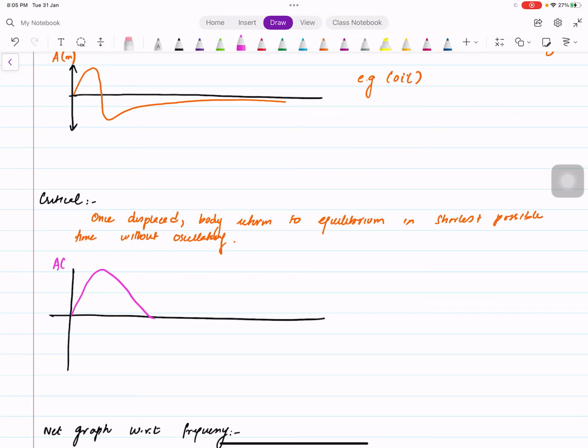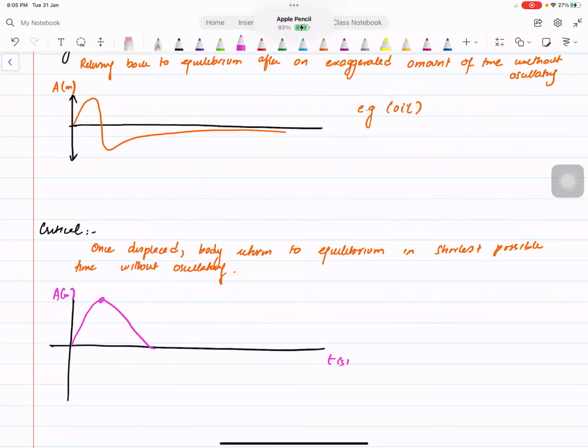Sir, you wrote once displaced, body returns to equilibrium. Yeah, it returns to equilibrium in the shortest possible time without oscillating. So you just displace it to some amplitude and then it will come back. It won't oscillate at all. So you're critically damping it.